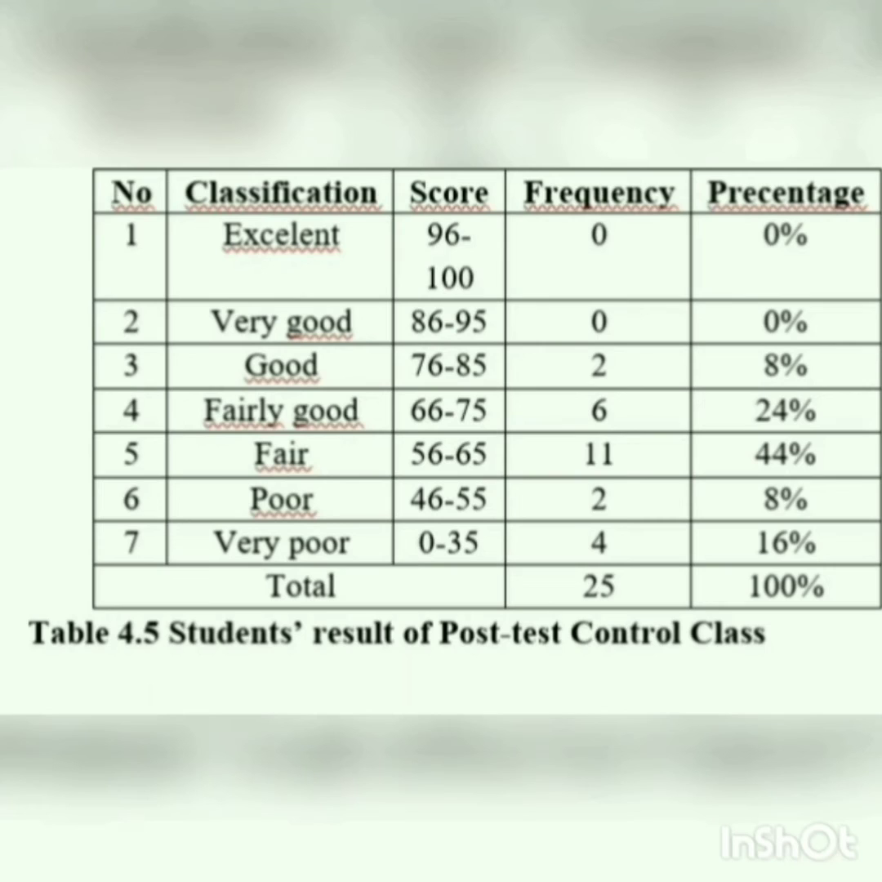And the fourth, classification fairly good, score 66 to 75, frequency 6, percentage 24%. And the fifth, classification fair, score 56 to 65, frequency 11, percentage 44%. And the sixth, classification poor, score 46 to 55, frequency 2, percentage 8%. And the last, the seventh, classification very poor, score 0 to 35, frequency 4, percentage 16%. And the total frequency is 25 and percentage 100%.